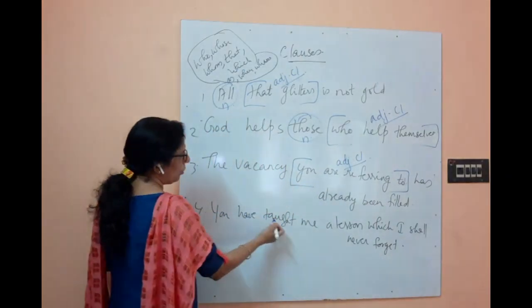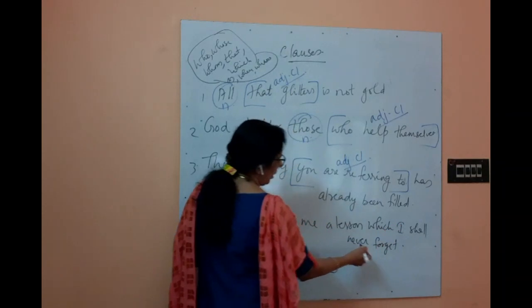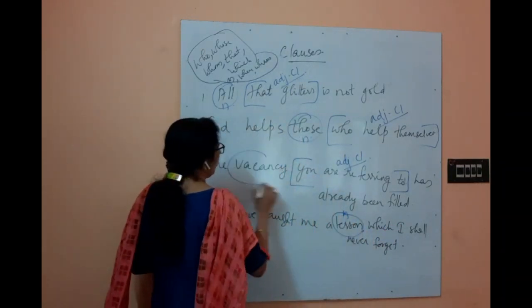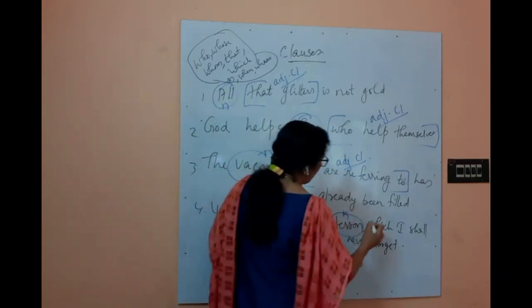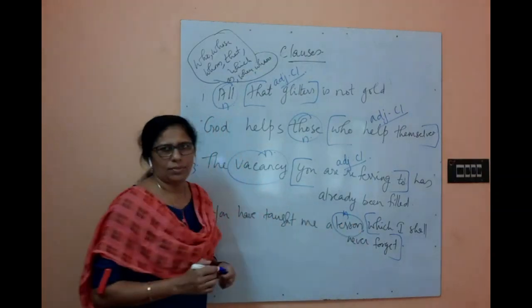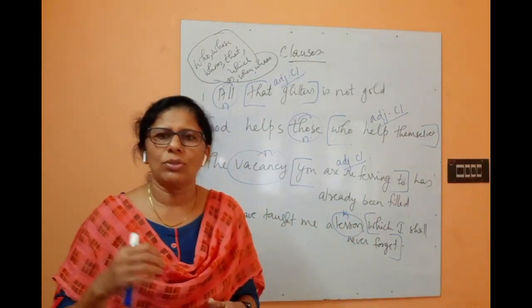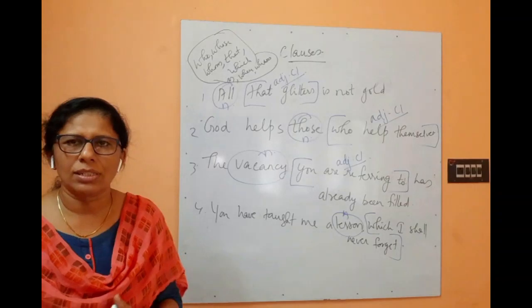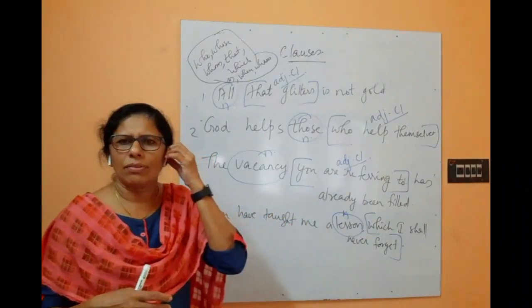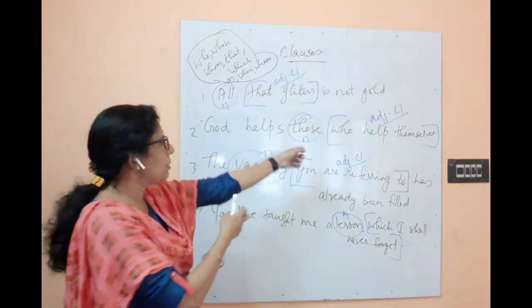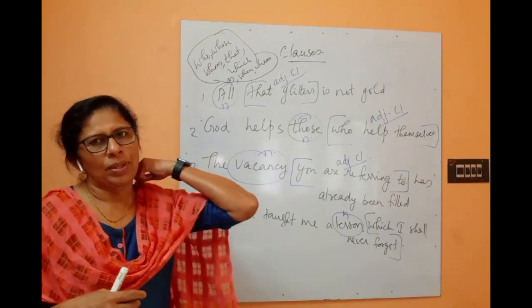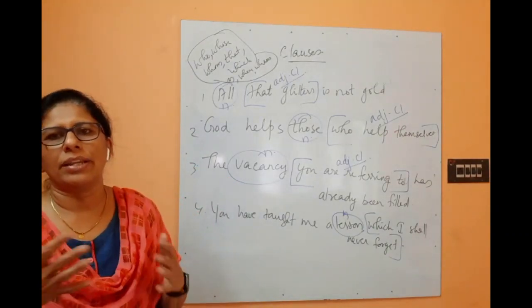Next one: "You have taught me a lesson which I shall never forget." Here lesson is the noun, and "which I shall never forget" is the adjective clause. Earlier, vacancy was the noun. It is very simple to pick out an adjective clause from the sentence. Compared to adjective phrases, clauses are very simple, because there is a clear difference between the relative pronoun and the remaining part of the sentence, so you can easily identify where the adjective clause starts.